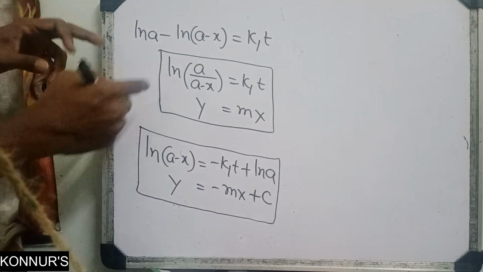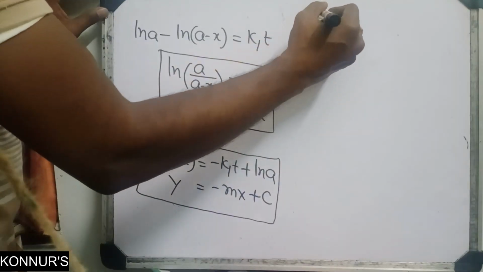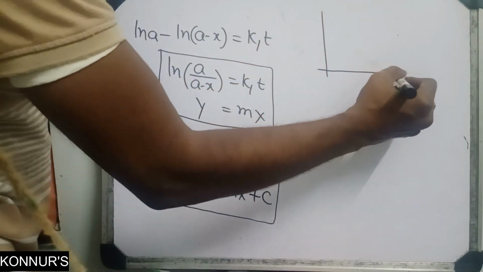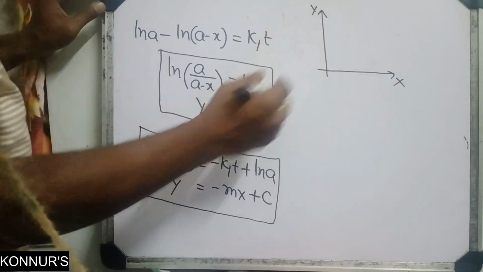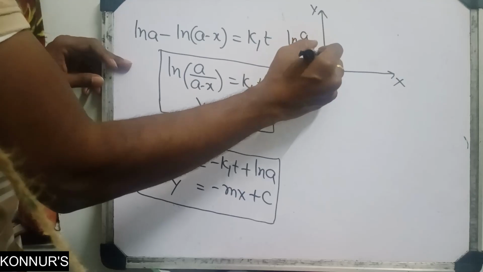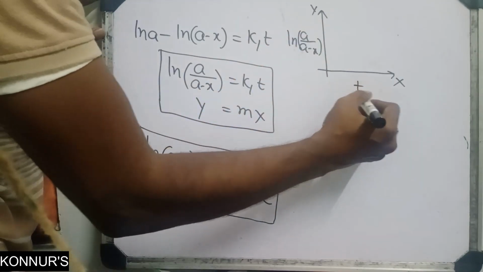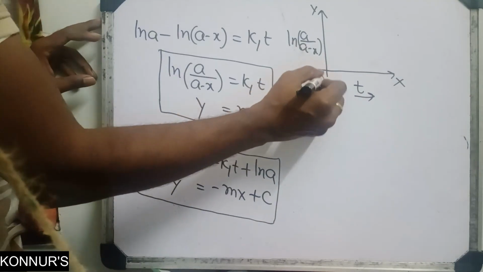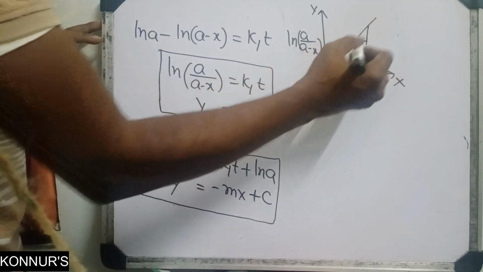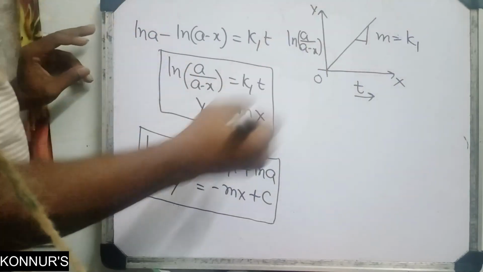Now for this you take a graph. On the y-axis you take ln of A by A minus x, and on the x-axis you take t. Since y equal to mx, the line moves through the origin. What will be the slope? Slope m equal to K1.